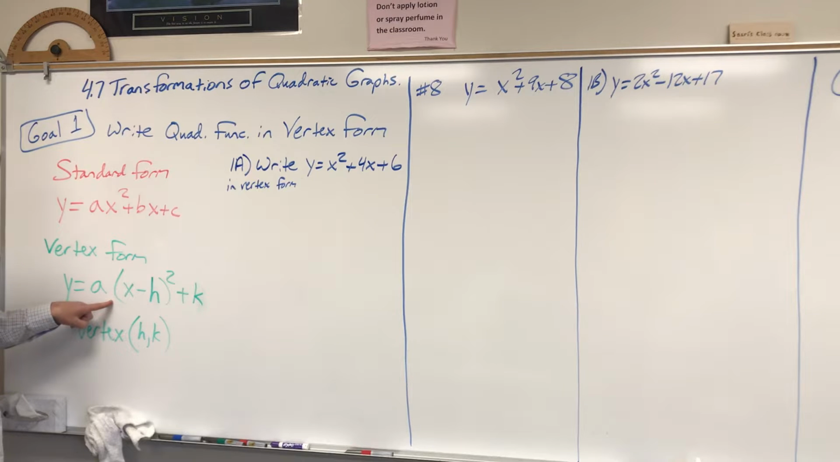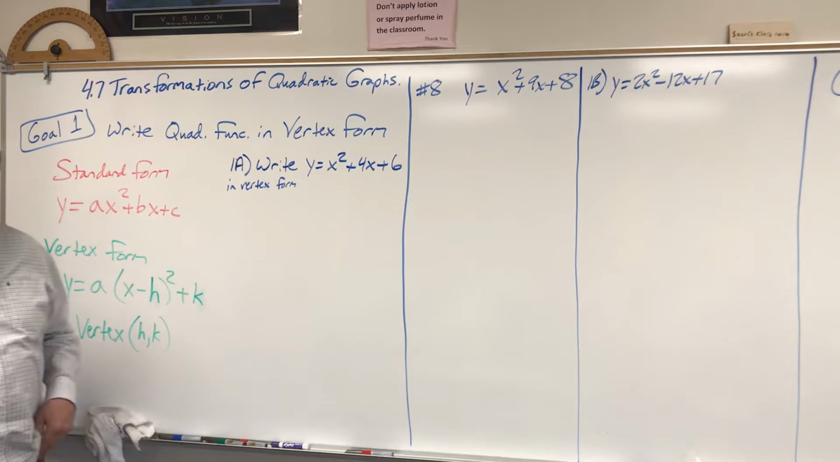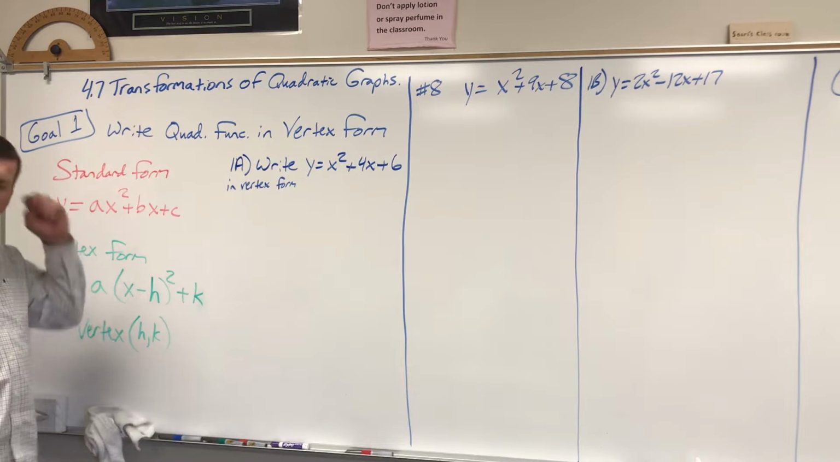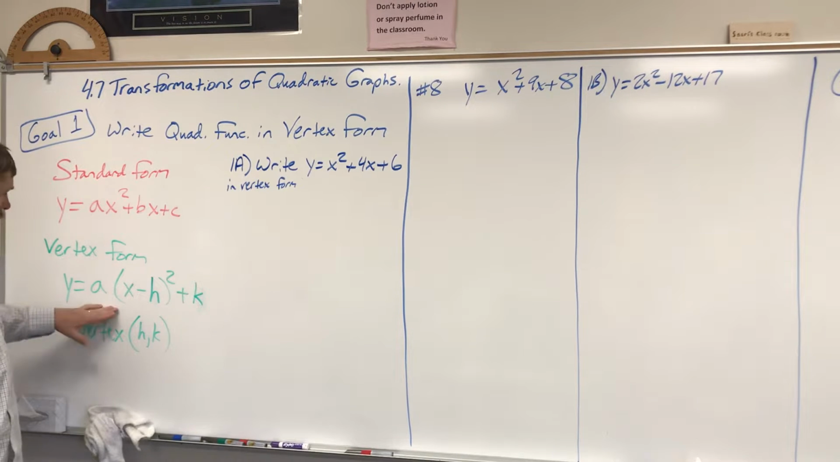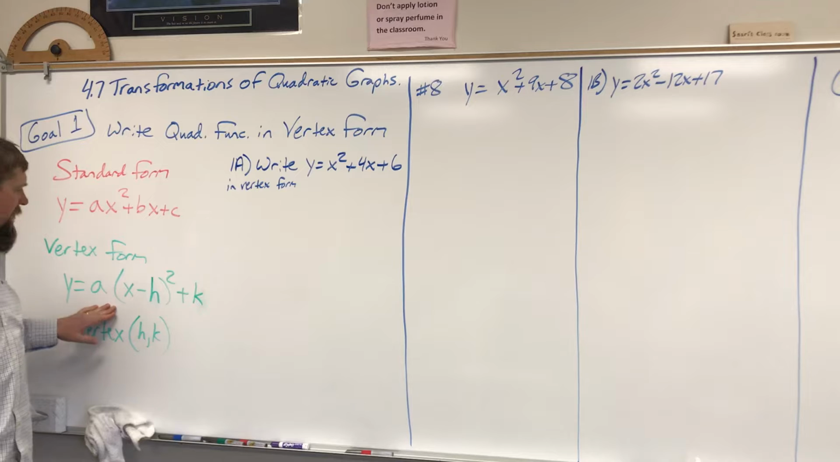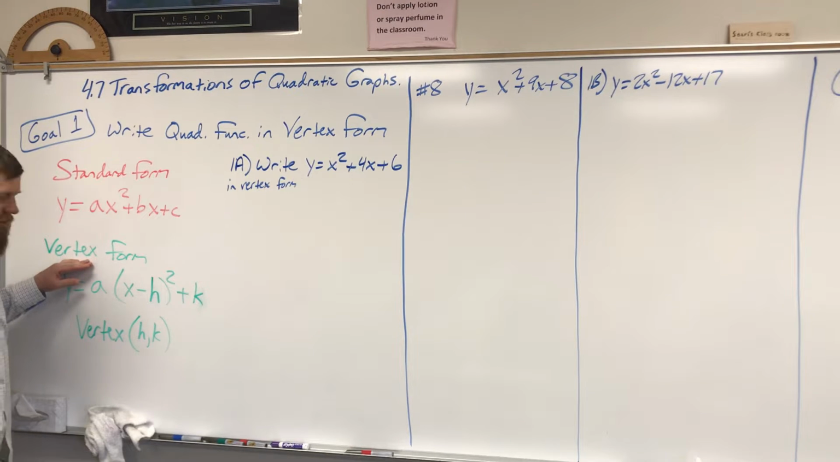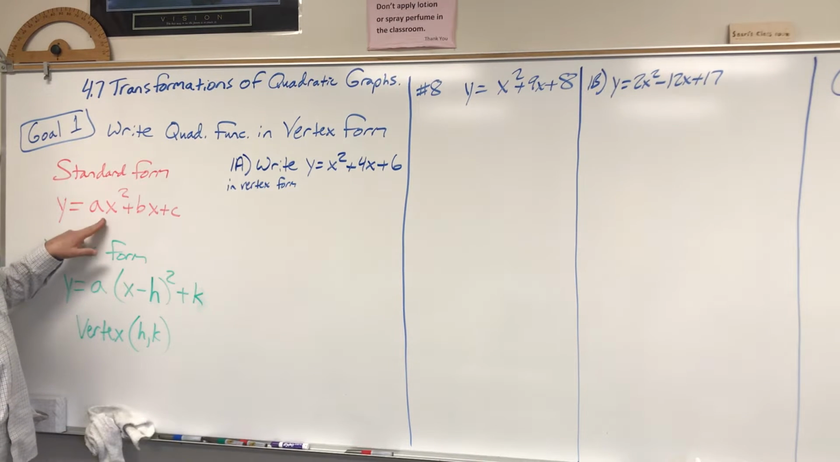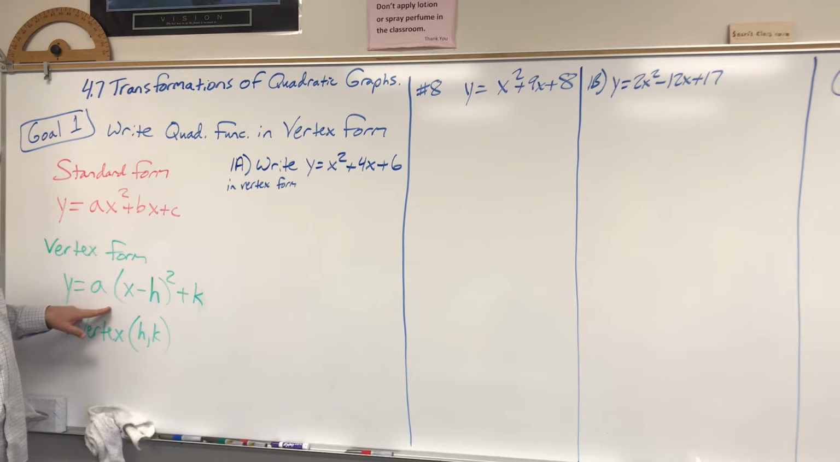If you want to go back to section 2.7 on transformations of various functions with parent functions, we talk about this form back then. We didn't really use the name vertex form that much, but we did talk about this particular equation where the vertex of the parabola is (h, k). Again, we're going to go from standard form to vertex form, going from ax squared plus bx plus c into a times x minus h squared plus k.